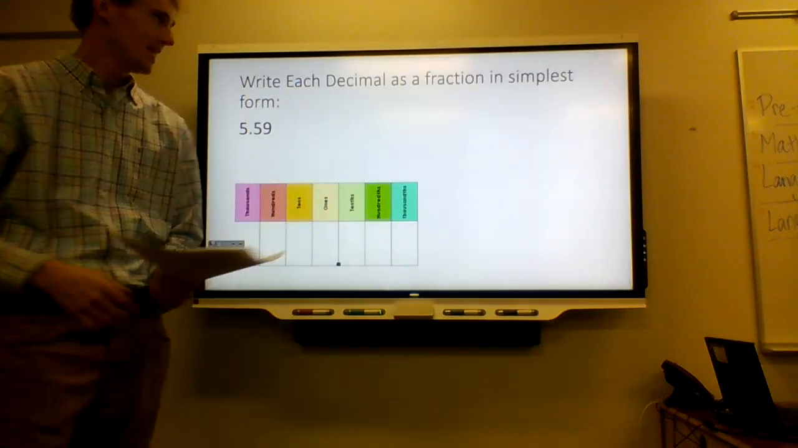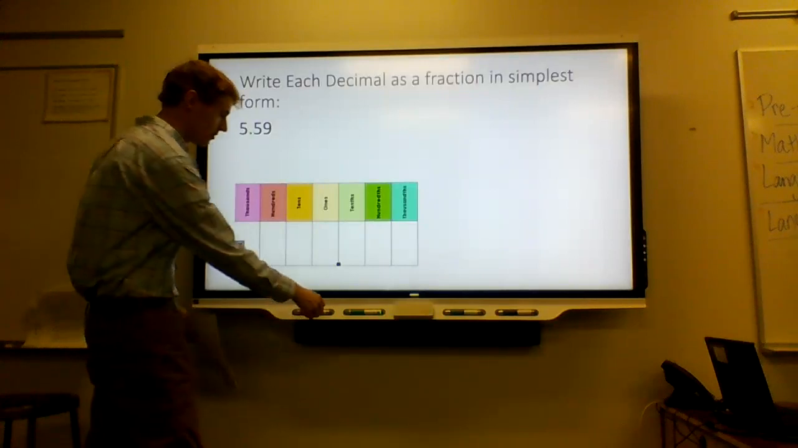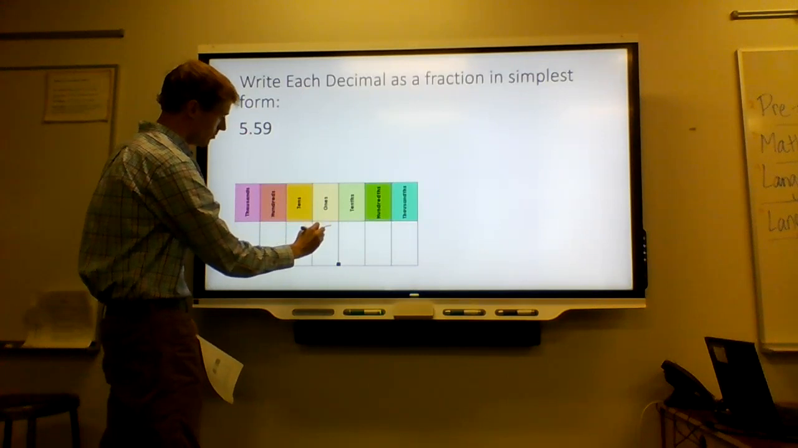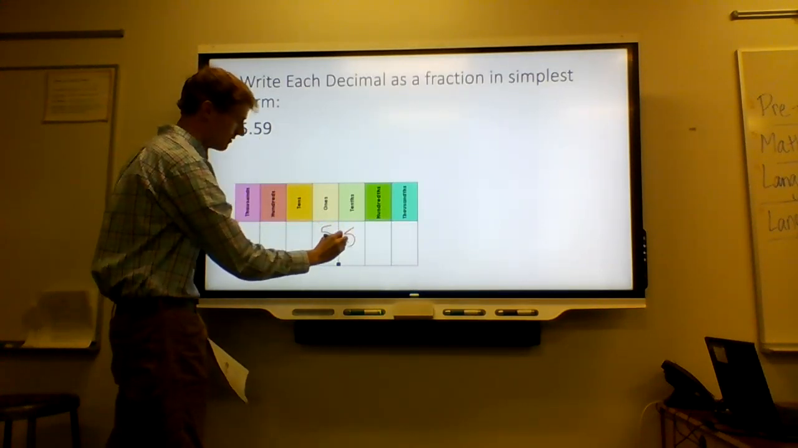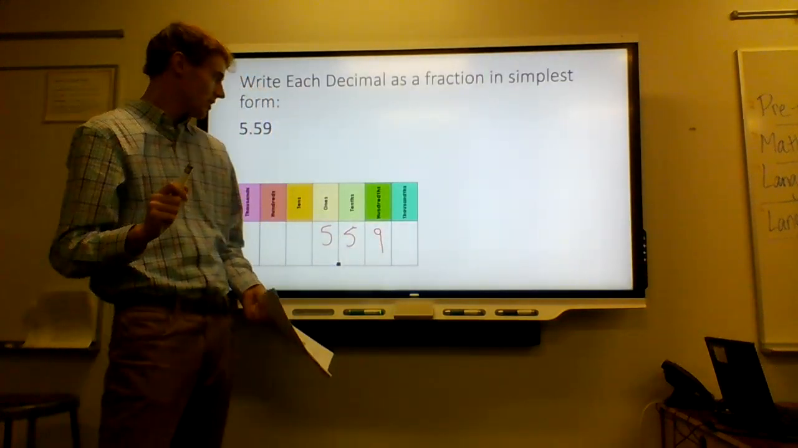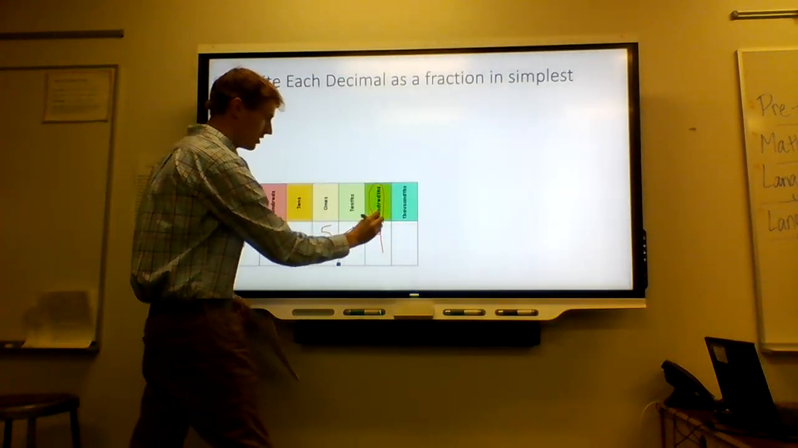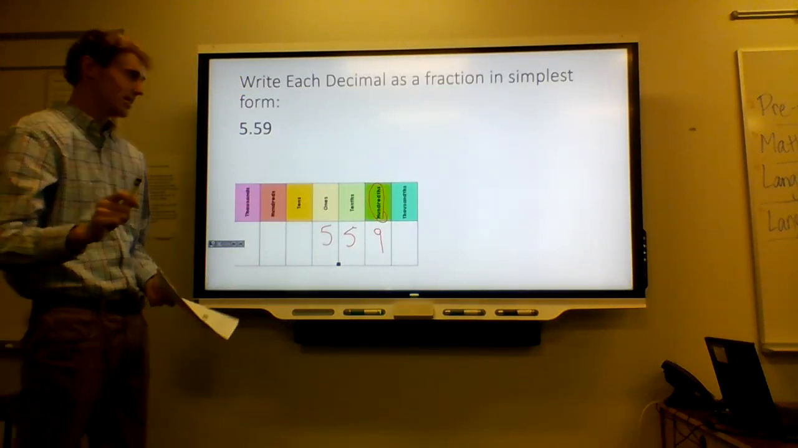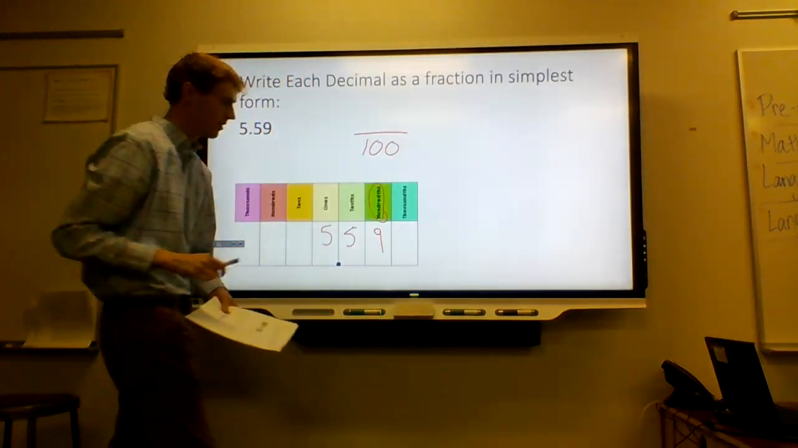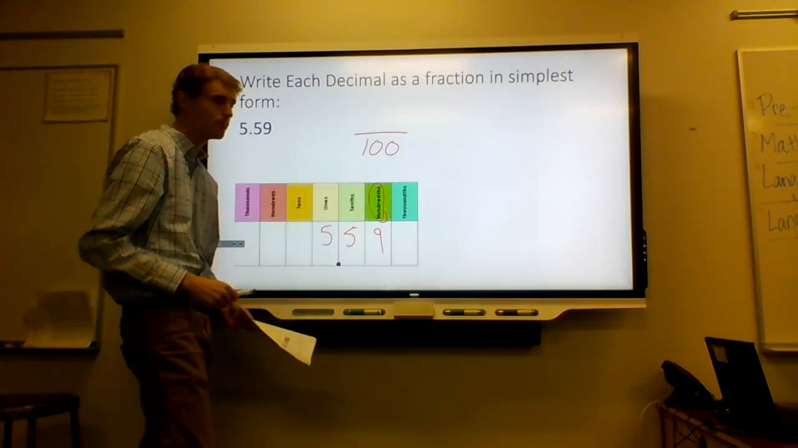So now we're going to write each decimal as a fraction in simplest form. How do we do that? What we do is we plug this number into our place value chart. 5 in the 1s, and 5, 9. And what I'm going to look for here is the farthest right digit. What is our place value? I see it is in the hundredths. So when I see that it's in the hundredths, I automatically know that our fraction is going to be over 100. How do I know that? Because the 9 is in the hundredths frame.